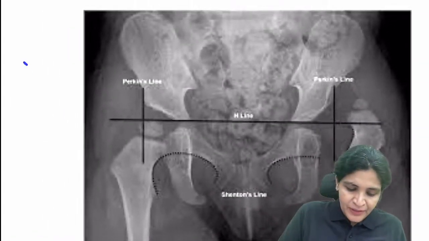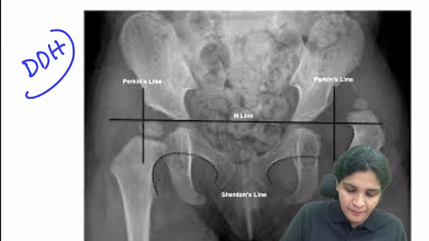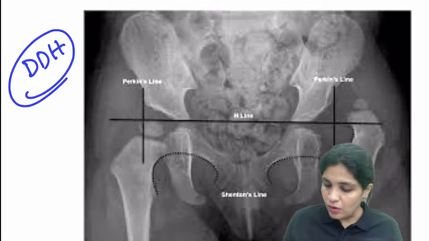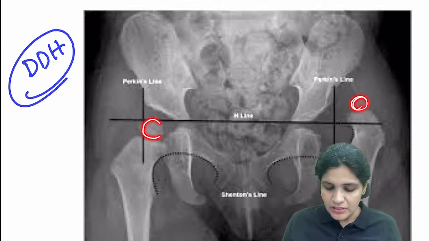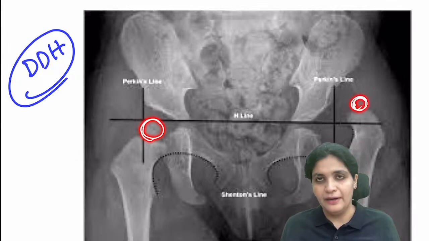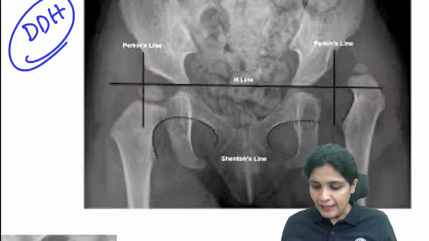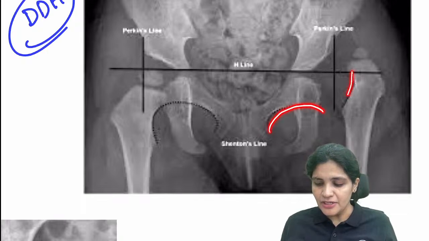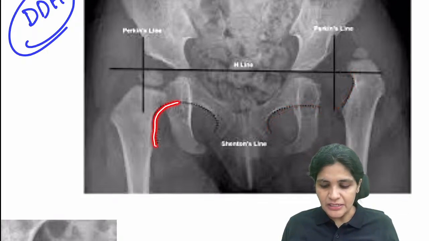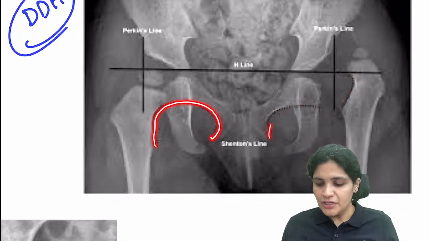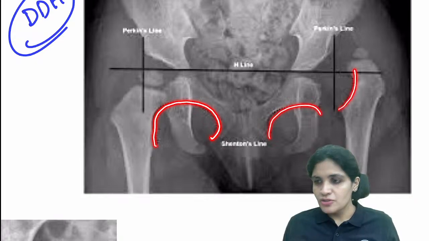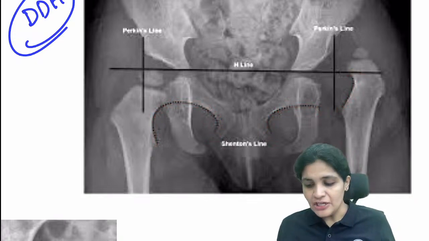So if you see, this is the DDH X-ray. So this is the small head. This is the actual head, this is the small head, right? Now if you see, there is a proximal migration of the GT, and hence there is a break in the Shenton's arch. So this is actually the Shenton's arch. Now you see there is no continuity. So you say this is the break in the Shenton's arch.